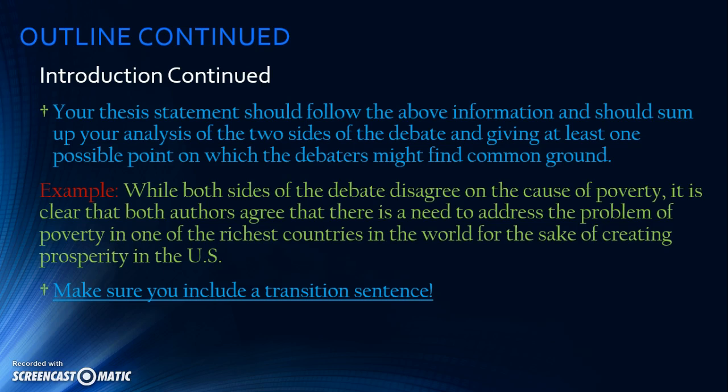Here's our example. While both sides of the debate disagree on the cause of poverty, it is clear that both authors agree that there is a need to address the problem of poverty in one of the richest countries in the world for the sake of creating prosperity in the U.S. So here we have one possible point of common ground that's being presented, and also you'll notice I'm not coming out and saying "one point of possible common ground."